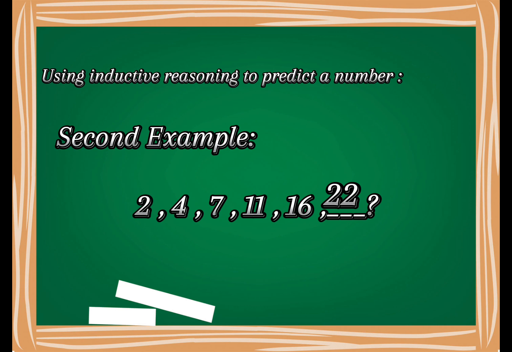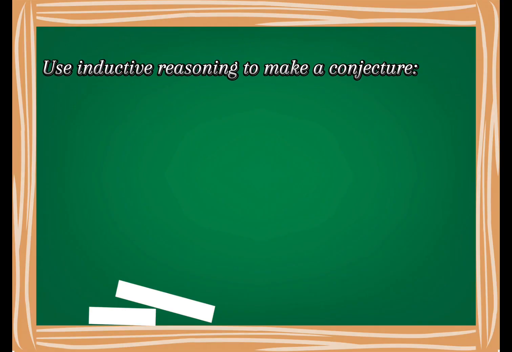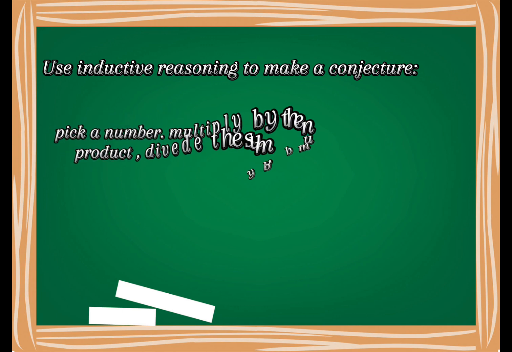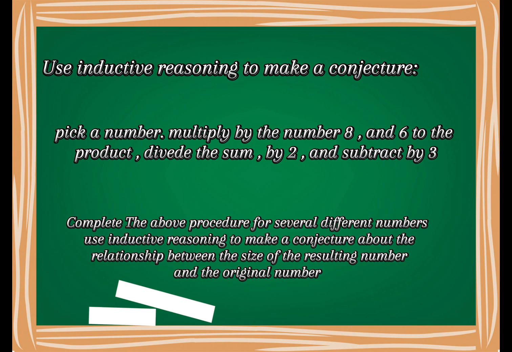By differing by 6. So inductive reasoning is not just used to predict the next number in a list. Here, we use inductive reasoning to make a conjecture. Pick a number, multiply by 8, add 6 to the product, divide the sum by 2, and subtract 3. Complete the above procedure for several different numbers. Use inductive reasoning to make a conjecture about the relationship between the size of the resulting number and the original number.